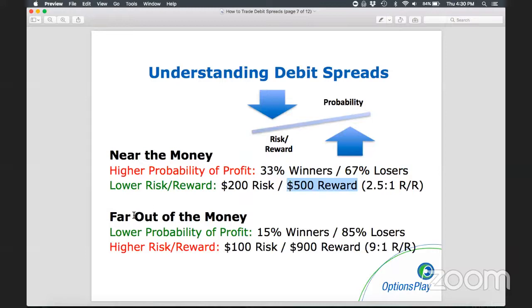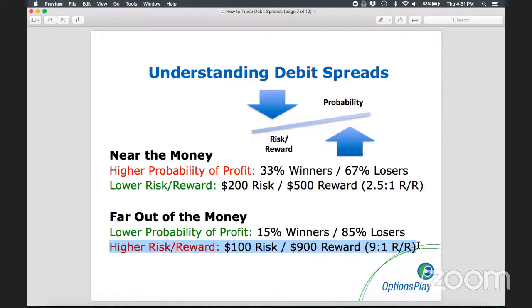Versus you can also buy a debit spread that has an even lower probability of profit, where you only see 15% winners and 85% of your trades are losers. However, these types of trades usually give you really good risk reward. So you might risk $100 to try to make $900. This is kind of starting to get to the point of thinking of lottery tickets, right? Where you pay a very small amount of money, you're risking just a few dollars, but if you win, you collect hundreds of times that, thousands, millions of times that. So it's the same concept, where the lower the probability that you have, the better the risk reward that you're going to get.